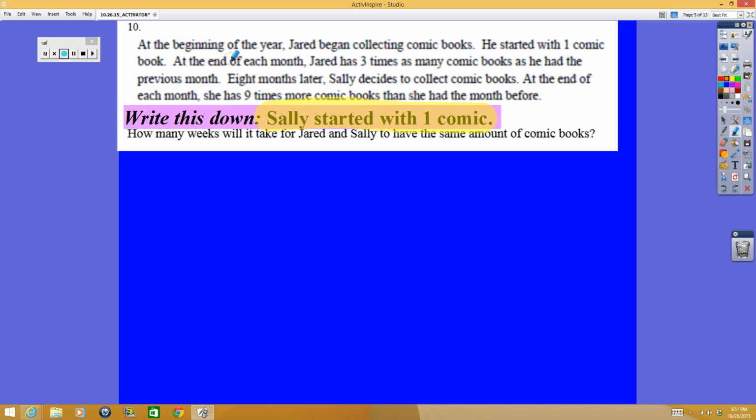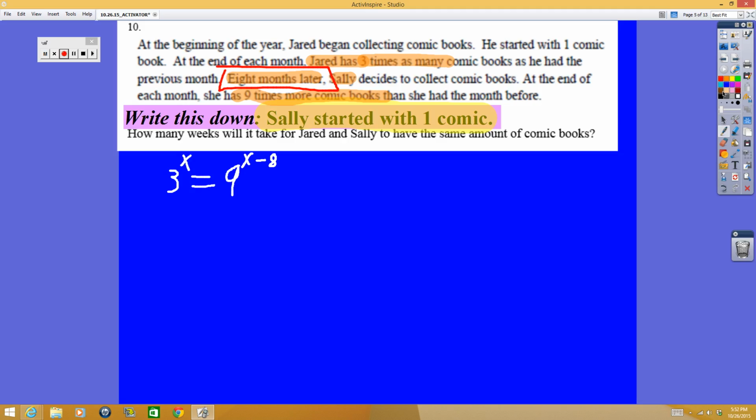Jared began collecting 3 times as many. Jared. So let me start that off. He's going to be 3 to the x equals... 8 months later is important, but I need to find out what Sally is multiplying by. At the end of each month, here we go, 9 times more. So, since that's what they're multiplying, that goes there. X. And, I already highlighted it, this is important, 8 months later is going to be minus 8.